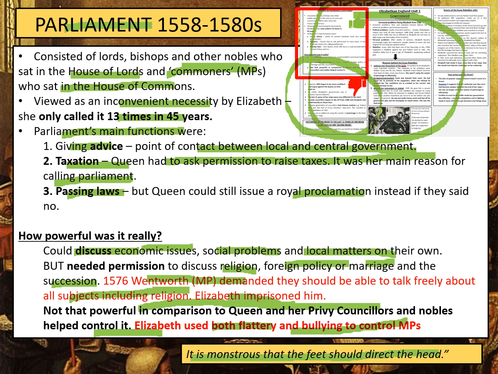So, for instance, she says the very famous line about how she doesn't intend to see windows into men's souls when it comes to things like religion. So she uses both flattery and bullying to try and keep control of the MPs, and she does it largely successfully in the early years of her reign, up until the late 1580s.